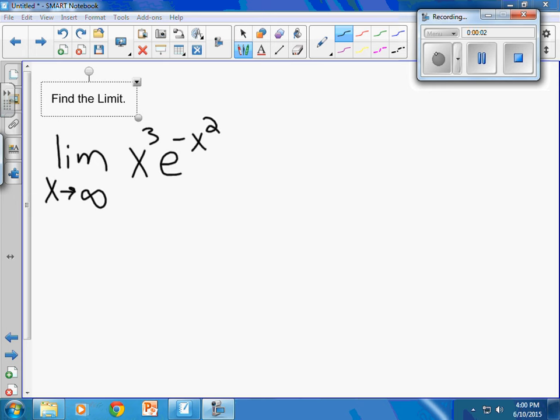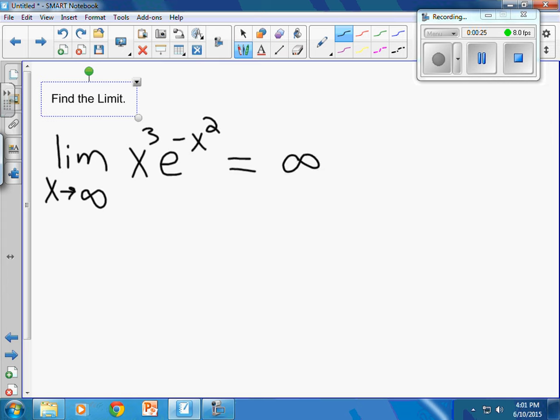Find the limit. The limit of x cubed e to the negative x squared as x approaches infinity. If we try to do the product rule here, of course, x is getting closer to infinity. That means it's getting larger and larger. If you take a very large number and cube it, you get infinity.